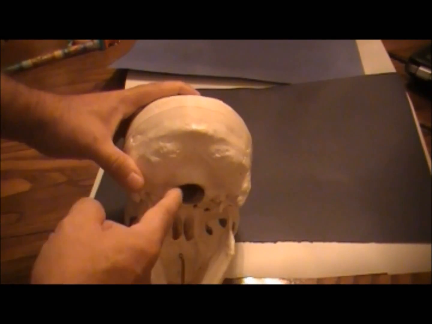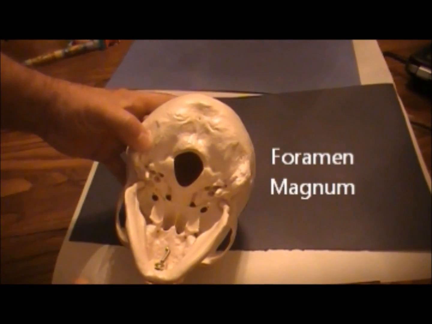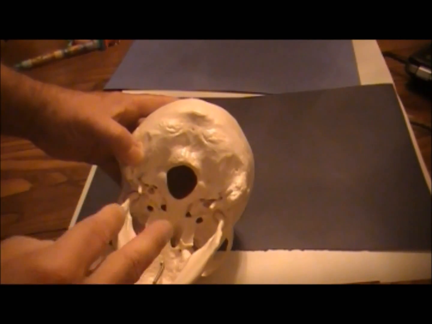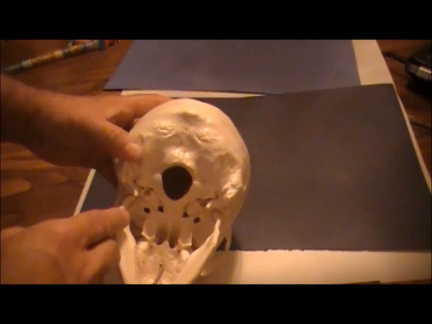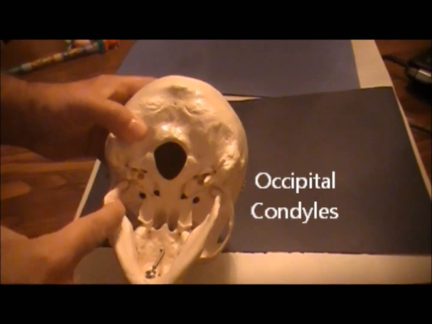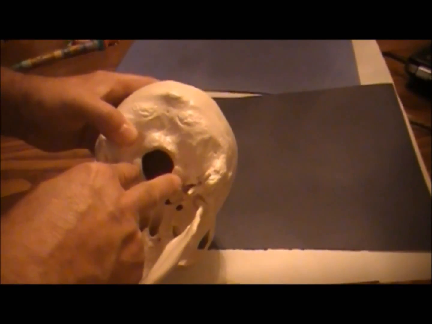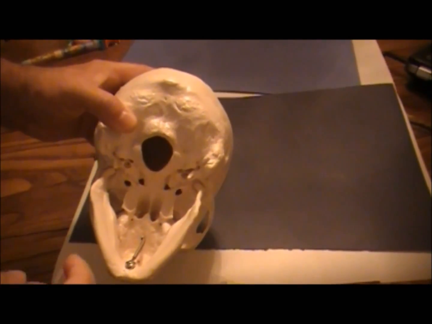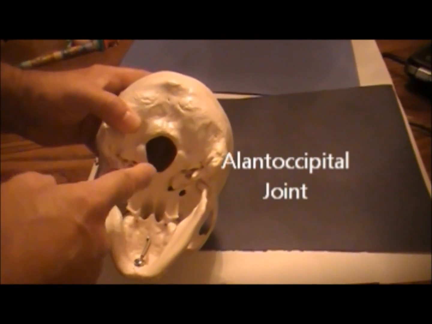Now, from this view also, you can see right down here this huge opening. This opening is called the foramen magnum. This is the opening through which the spinal cord passes and becomes continuous with the vertebrae. And you have these two rounded portions right down here that are going to connect to the atlas bone, the first part of the vertebral column, and this is going to form a pivot point where these bones are going to move back and forth. They form the atlanto-occipital joint.